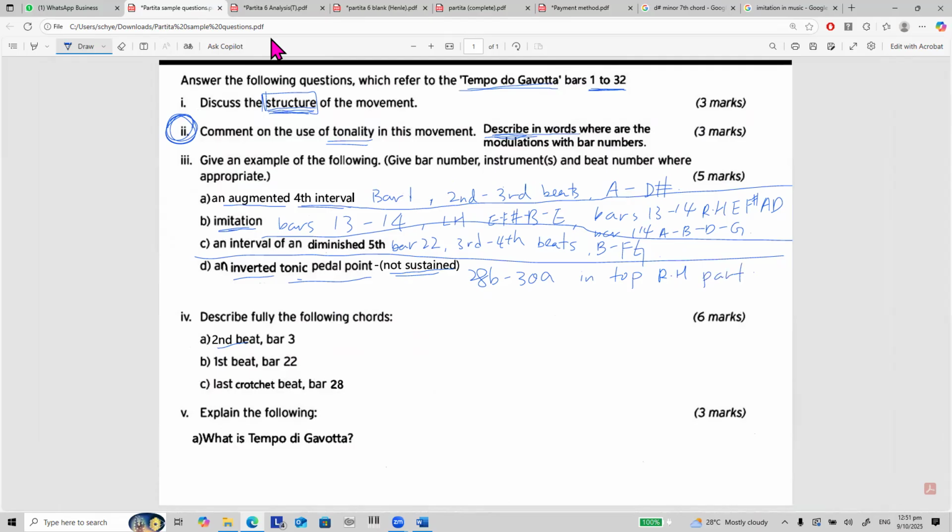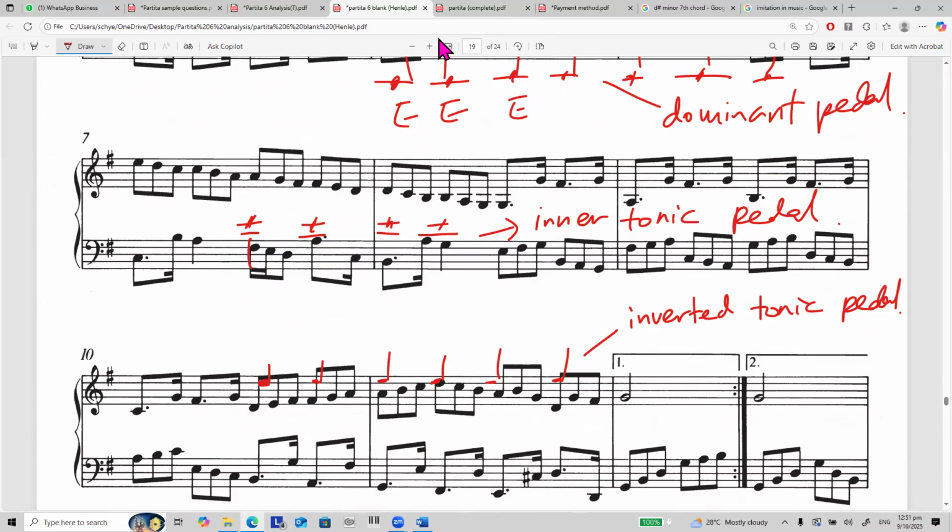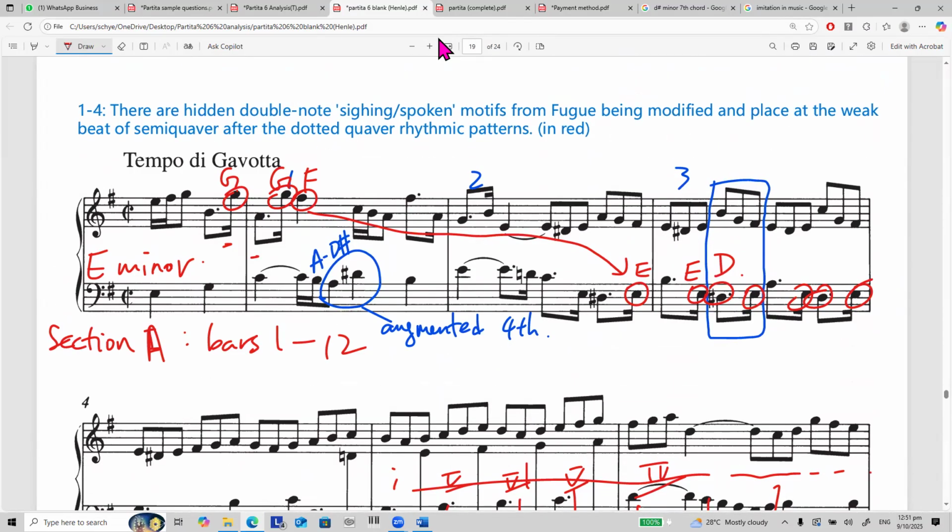Okay, next, they want you to fully describe the chord. Look at the second beat of bar 3. So this is your bar 3, and the second beat is here. This is first beat, second, third, fourth. So the second beat is here. If you name the notes, you can see that there is a B, I use green color, B, D sharp, and F sharp.